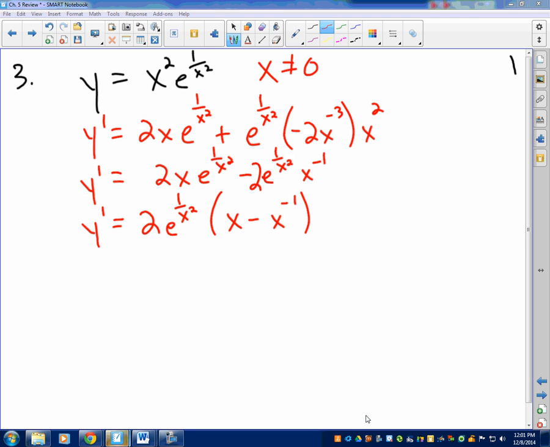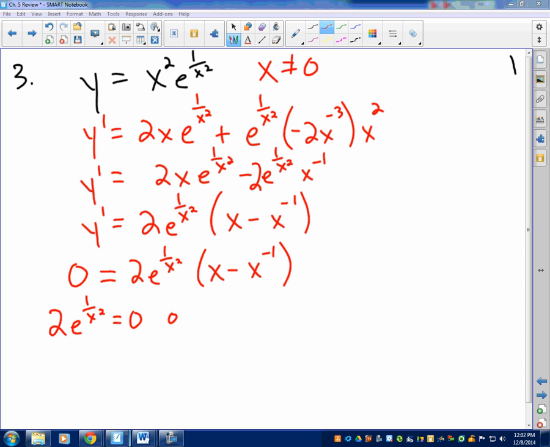So if I set this equal to 0, we'll go ahead and take care of the first derivative at this point. Then by the zero product property, I can have 2e to the 1 over x squared equals 0, or x minus x to the negative 1 equals 0. Well, this over here has no solution. Although it is undefined at x equals 0, so we need to just note that.